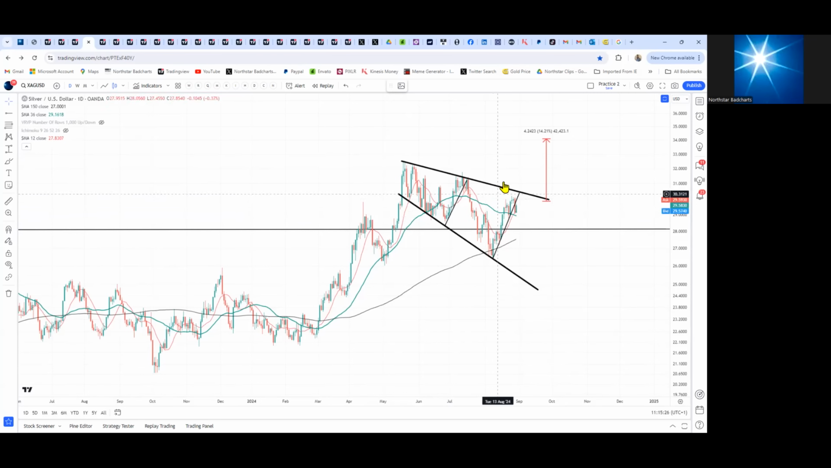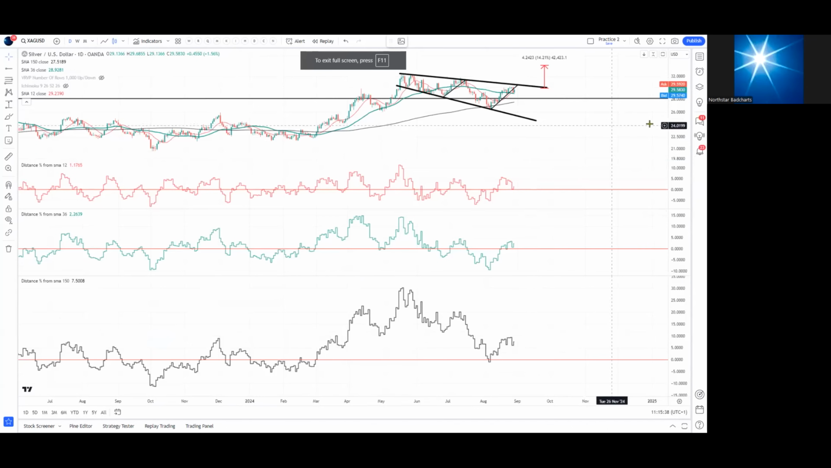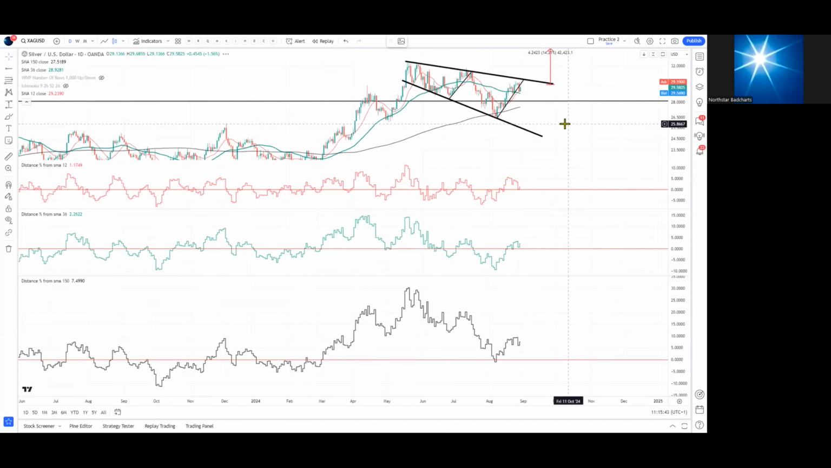The next thing is, if we break above 30.5, where's it going? So you notice I've got some lines on the chart there, a red line, a green line, and a black line. Now, if I just press a couple of buttons here on the keyboard, those are moving averages. So the red line is the 12-day moving average. The green line is the 36-day moving average, and the black line is the 150-day moving average.